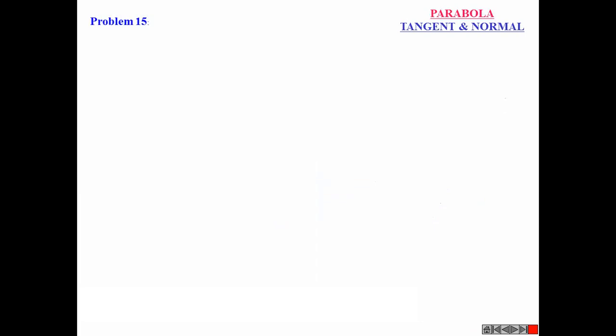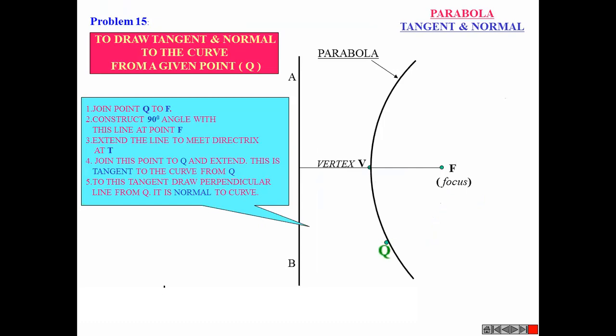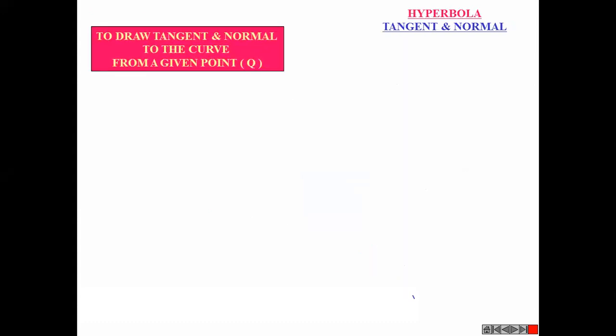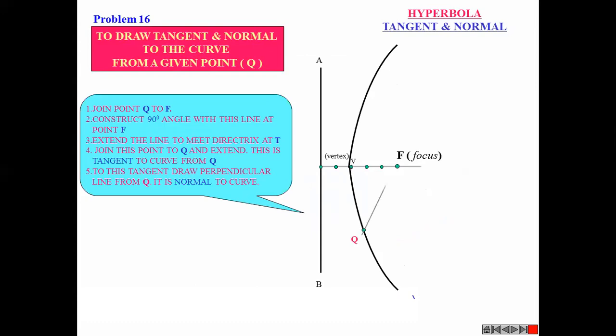Then we discussed how to draw the tangent and normal to a parabola. The same method: join the point to the focus, draw a perpendicular line which intersects the directrix at some point. Join the given point with this intersecting point and it will be your tangent. A line perpendicular to it will be the normal. Okay, like this. Hyperbola, same method.